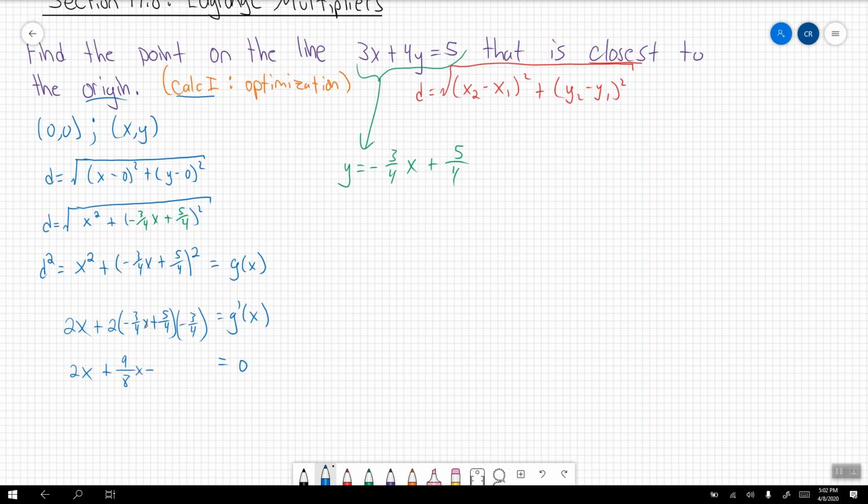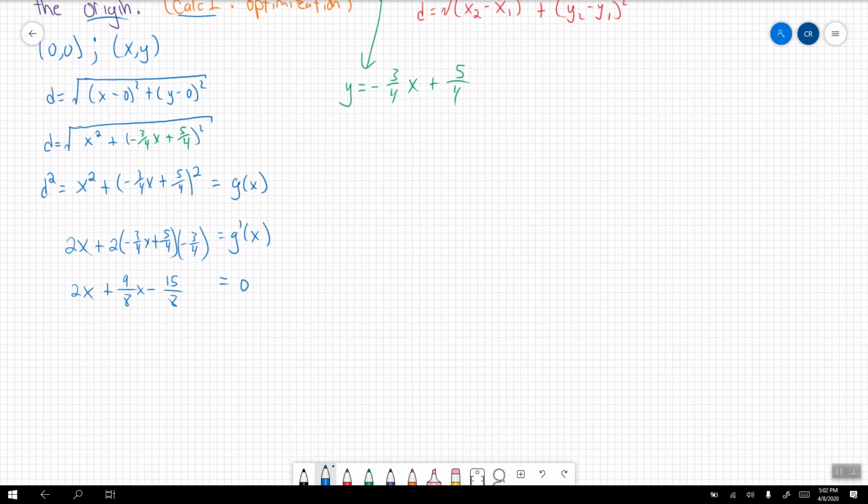Oops, my apologies, I forgot the x. So negative 3/2 times 5/4, it's going to be negative 15/8. Perfect. And all we need to do from here is just solve this equation.